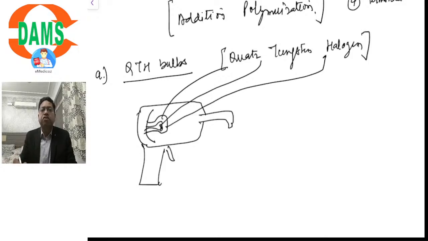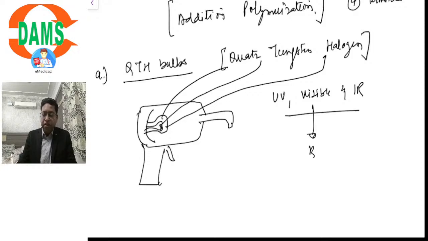When current is passed through them, they emit electromagnetic radiation. What type of radiation is emitted? Ultraviolet, visible, and infrared. They emit all types of radiation. And what is the radiation that we require for curing of composite? We need only the blue region of the visible spectrum. We do not require ultraviolet and infrared.